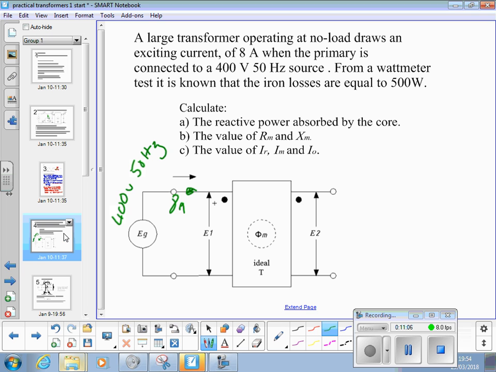From a wattmeter test, it is known that the iron losses are equal to 500 watts. P loss equals... oh, hang on, 500 watts. Can't read my own writing now. 500 watts. Calculate the reactive power absorbed by the core, the value of Rm and Xm, the value of IR, Im, and IO.